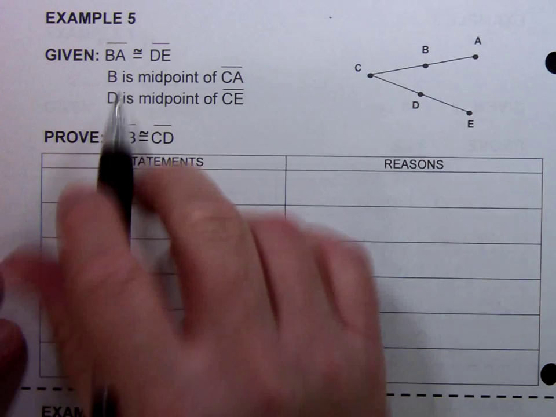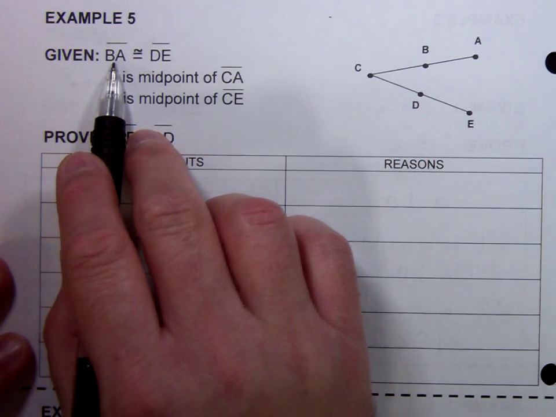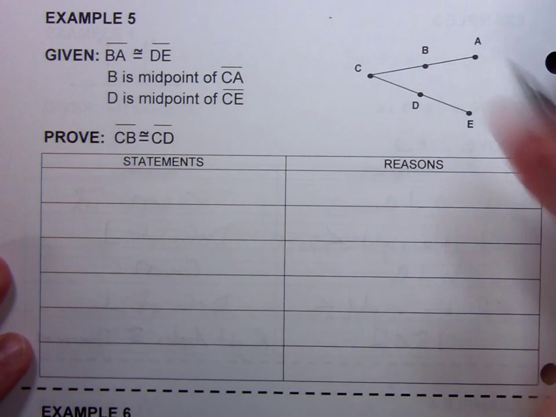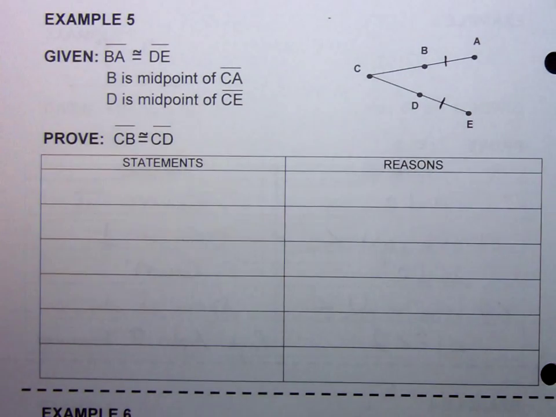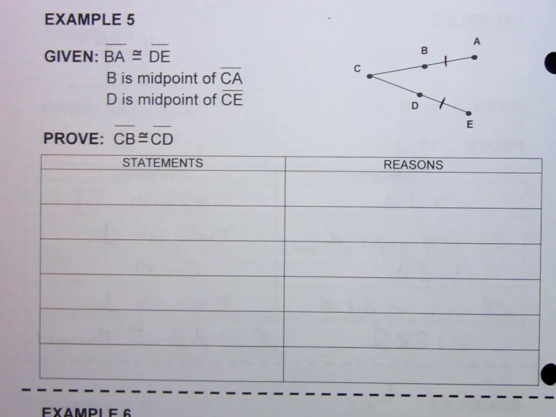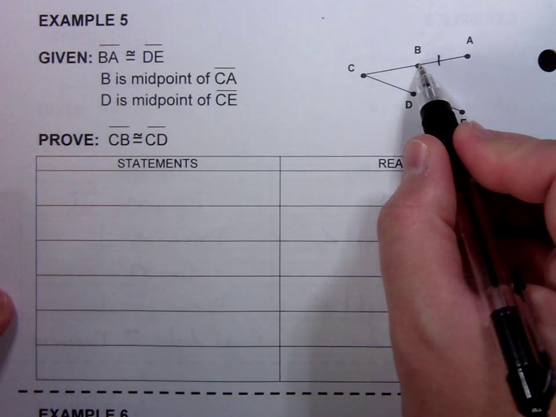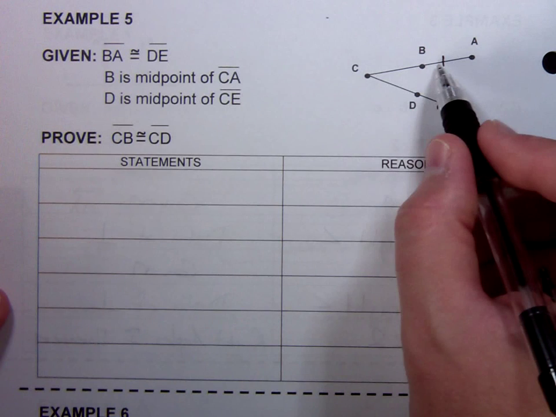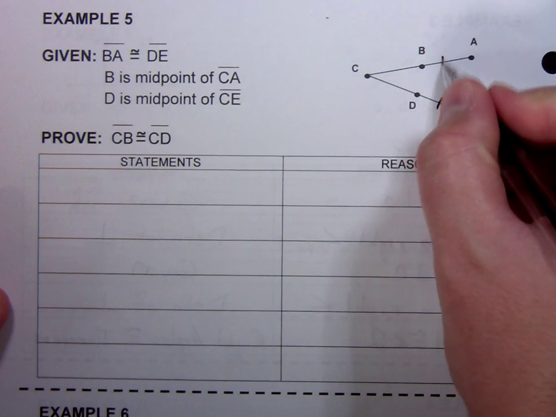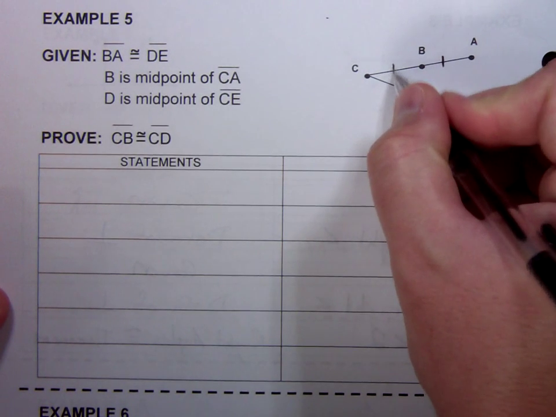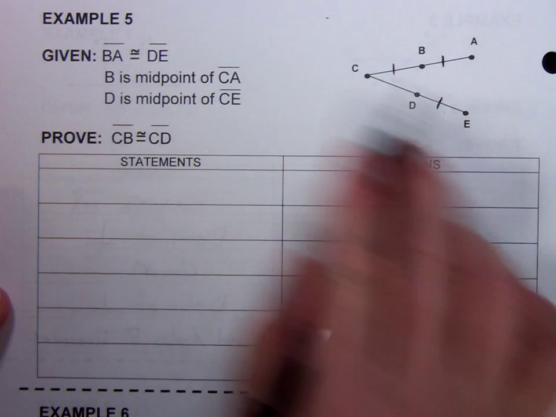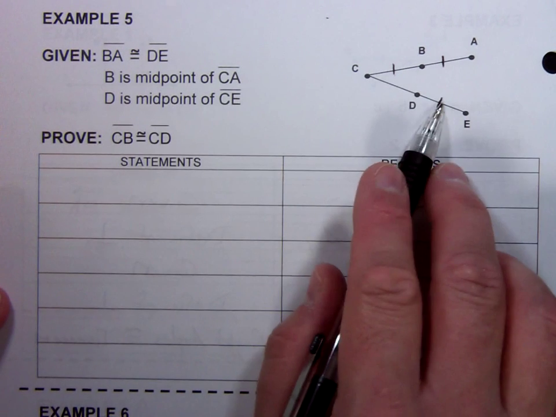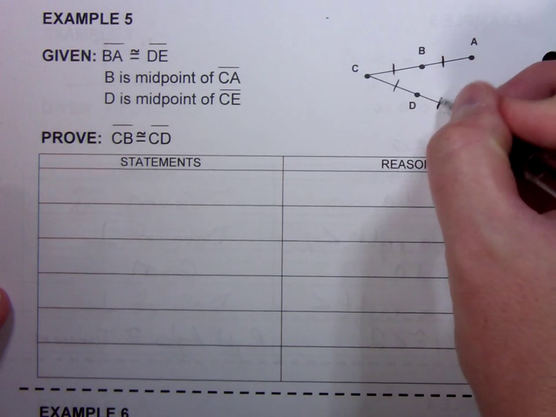All right, in example 5, line segment BA is congruent to line segment DE. B is the midpoint of line segment CA. Now remember, a midpoint splits something into two congruent halves, right? So this and this have to be congruent. And then D is the midpoint of line segment CE. So again, it's splitting this into two congruent halves. So these two have to be congruent.